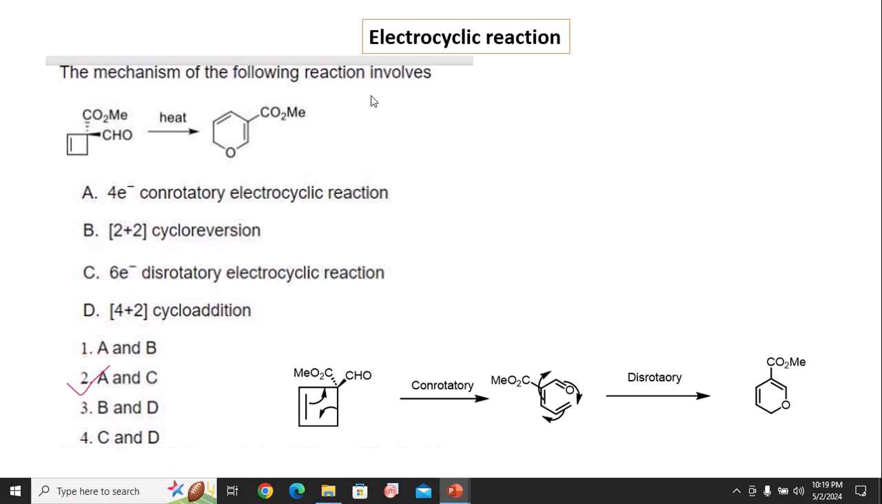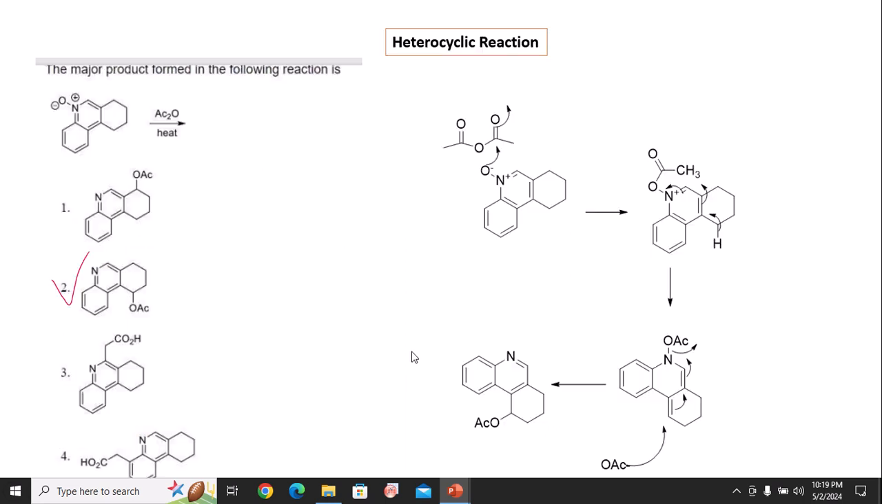The mechanism of the following reaction involves first an electrocyclic ring opening via conrotatory mode to give the formyl derivative, which undergoes disrotatory mode to give the pyrene derivative. So the option is 4 electron conrotatory electrocyclic reaction and 6 electron disrotatory electrocyclic reaction. A and C option is correct.